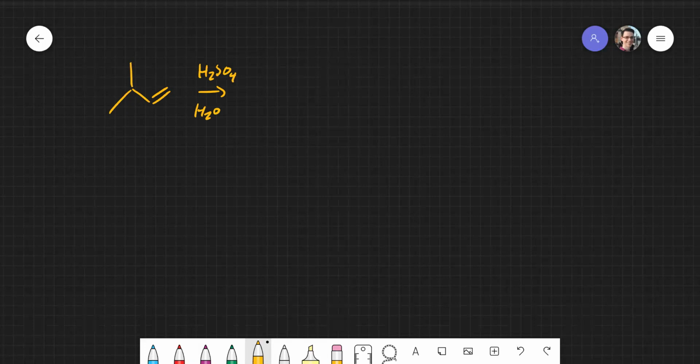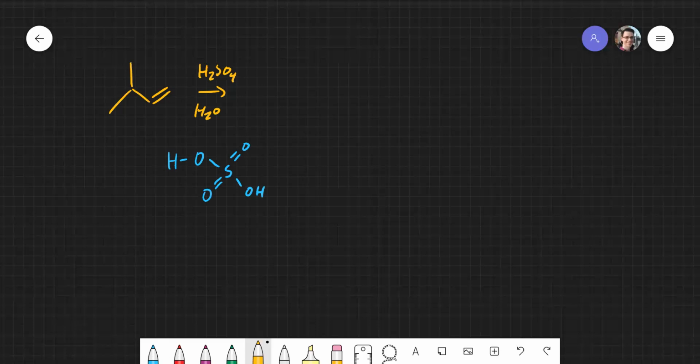Okay, so the first thing we're going to start with, we've got our alkene. It's reacting with H2SO4. So H2SO4, we draw like so. If you want to draw it a little bit simpler than this, that's fine. I'm just going to show all the bonds. Specifically, I want to show the bonds that are involved in this reaction.